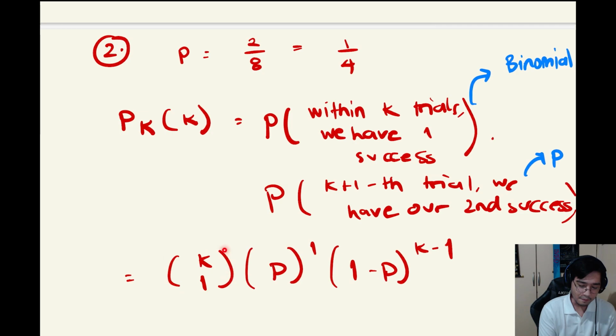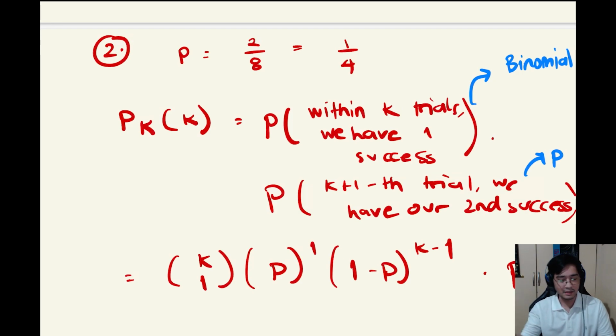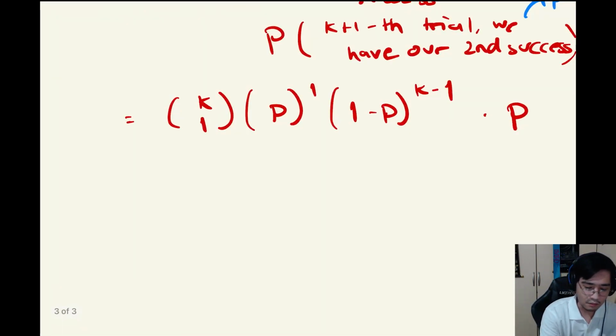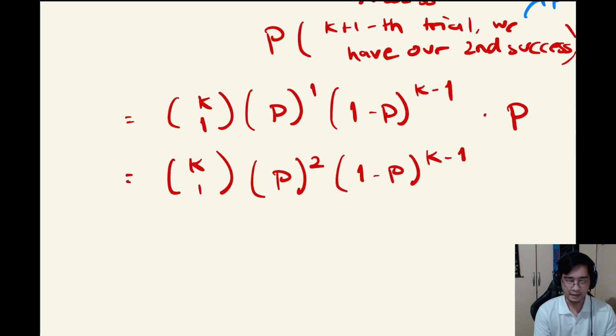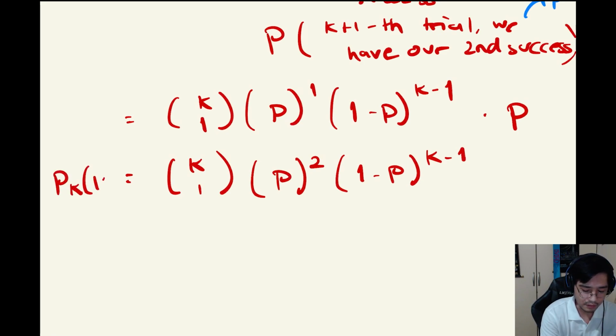And then we have K combinations of all of those events. And then finally we multiply P here because we have this second event that we must have for us to have the second success at the K plus 1 trial. So this is equal to K choose 1, simplifying, we have P raised to 2, 1 minus P raised to K minus 1. So that is our probability distribution function.